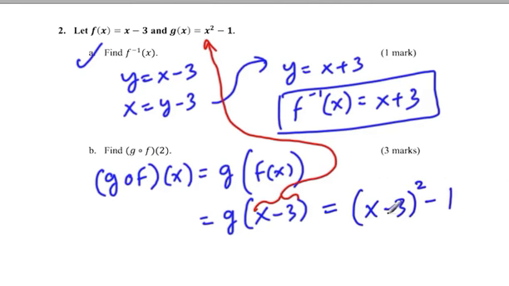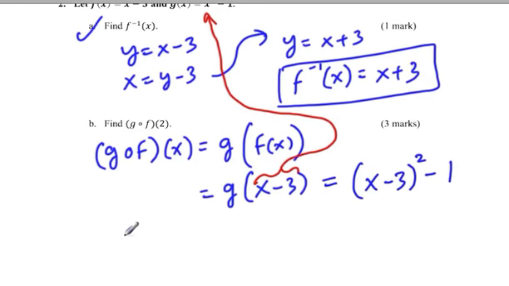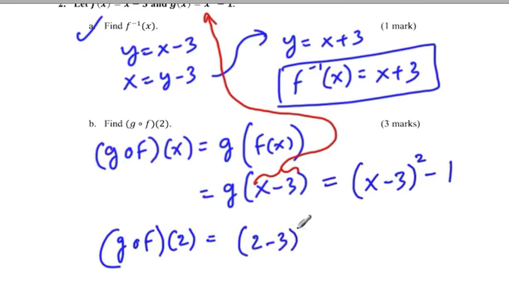Now, we're not interested in finding (x minus 3) squared minus 1. What we're interested in is finding what g of f of 2 is. So you just have to plug in 2 over there. It's (2 minus 3) squared minus 1. So that's negative 1 squared, which is simply 1, minus 1, and it's equal to 0. And so the answer for this one is 0. Okay?